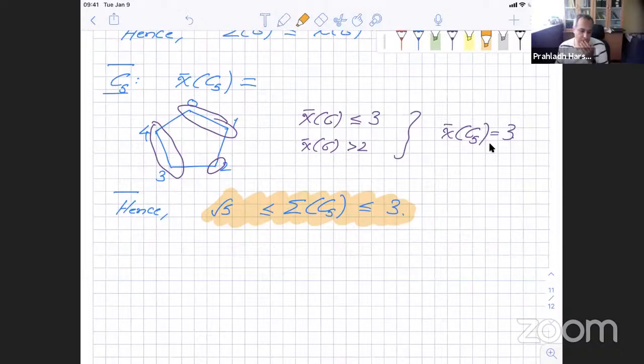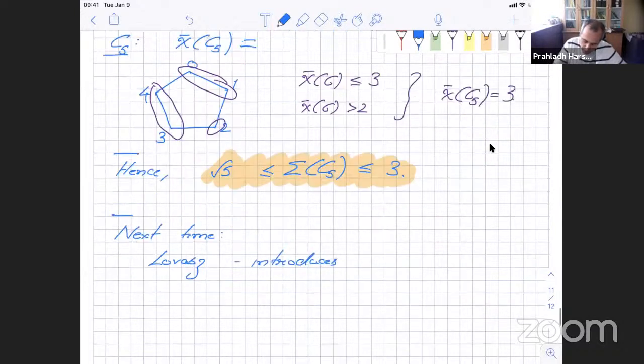Okay, it's already 11:04, so I'll possibly stop with this. What we'll do next time is Lovasz introduces something called orthonormal representations of a graph.